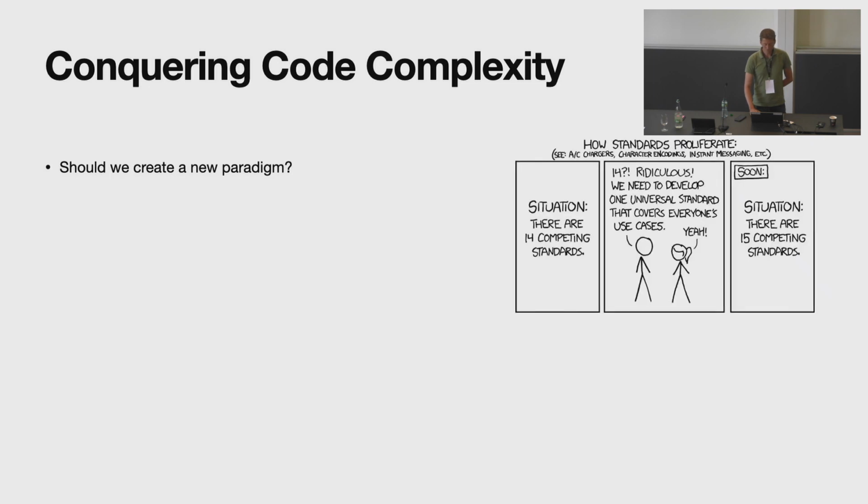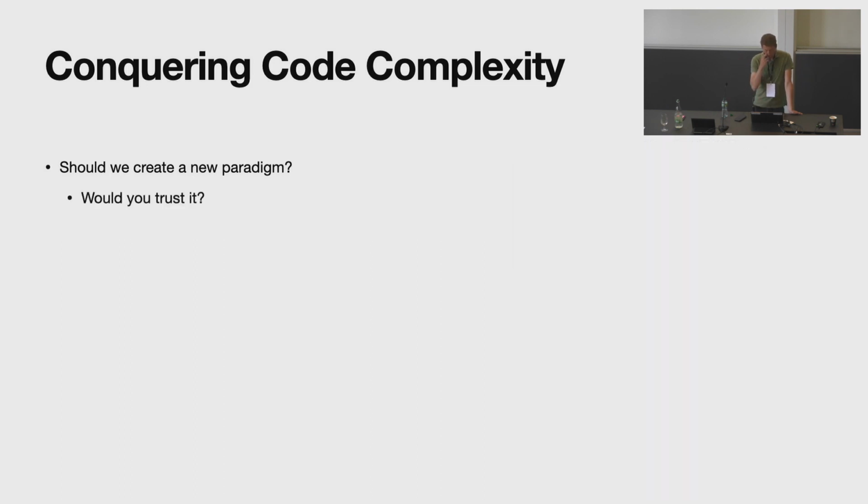So let's talk about how we conquer this code complexity. Maybe I should create a new paradigm. Well, if I say new, I always think about this XKCD where there are 14 competing standards, so you probably need a new standard, and then there are 15, and it's not better. So I always have this in many situations, like, okay, let's not create something new. But the bigger problem, I think, is if I have a new paradigm, would you trust it? Would you go out the door and think, okay, I can sell this to my manager or director, and this is going to work?